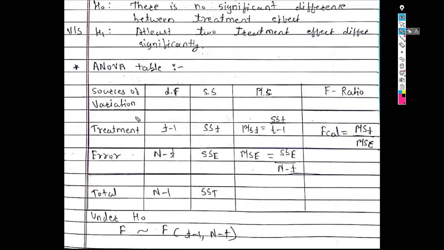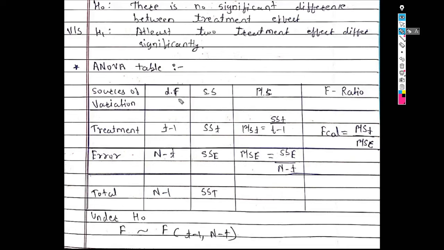In the previous lecture we have already discussed the layout for the ANOVA table. In the same way we get the ANOVA table for completely randomized design. In the first column of this table we have sources of variation. The first one is treatment, then error, and then we have total.